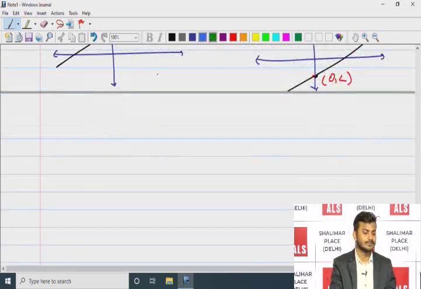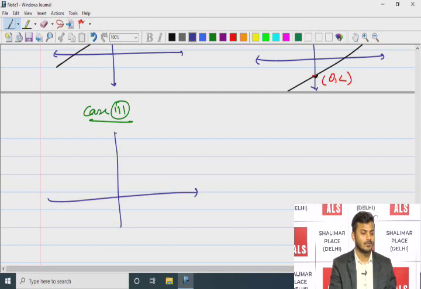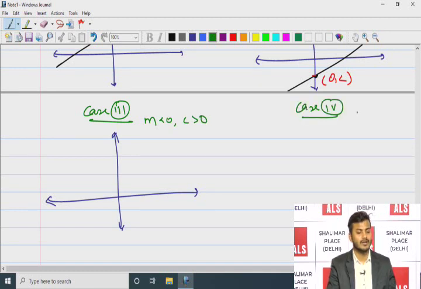Third case. What is the case? The case is when m is negative, C is positive. Case 4, the last case, would be when m is negative, C is also negative.